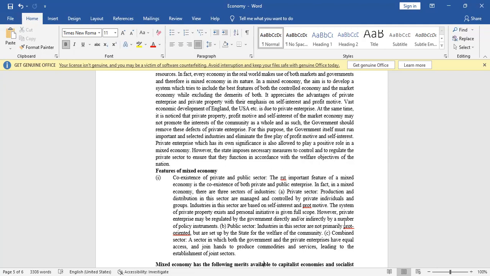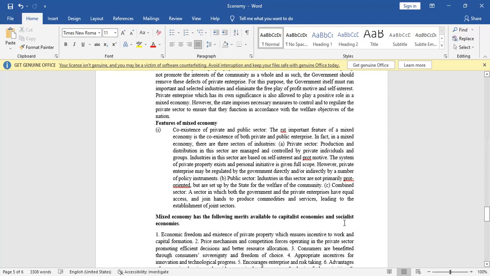Private people and government people will join hands, isn't it? Now understand, you need to write this is a peculiar feature of the Indian economy. India is following a mixed economy. The best example for the mixed economy in the world is India only, followed by Mexico and one more country in South America, isn't it? So here, what are the features and advantages?